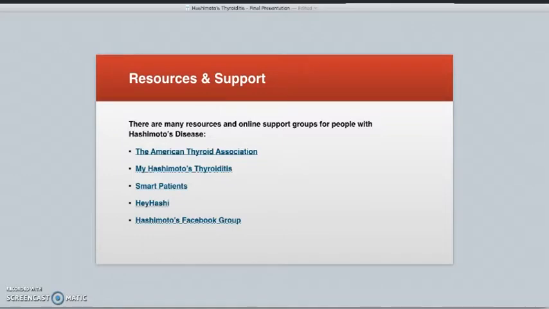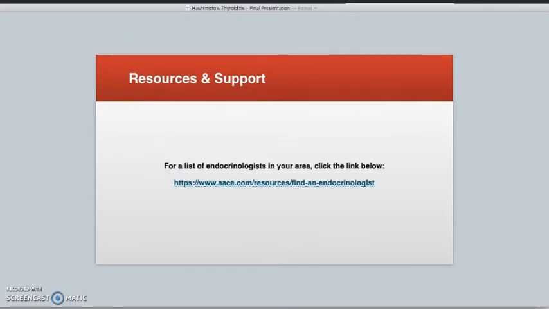There are specific diets that can help with autoimmune problems, diets that are low in acids, low in what are called nightshades, so low in potatoes, peppers, anything with acidity, which can actually help with thyroid health as well. Here's a list of endocrinologists in your area that you can look up.